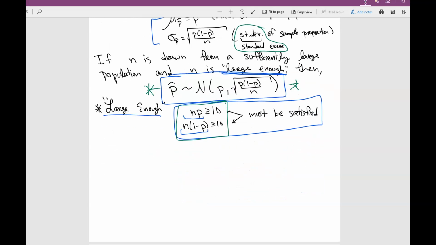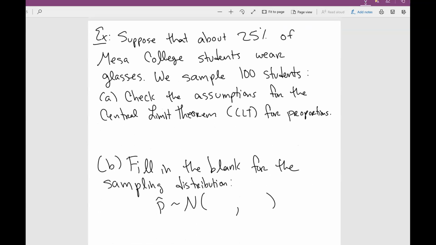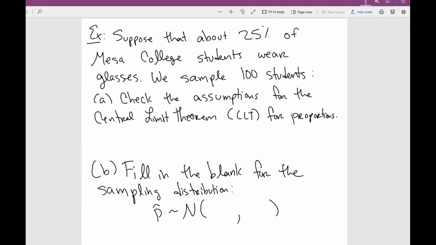So let's do an example of what a central limit theorem problem would look like. Here, suppose that about 25% of Mesa College students wear glasses. So we sample 100 students. Part A says, check the assumptions for the central limit theorem for proportions. I wrote CLT as a shorthand notation for central limit theorem because I don't want to write it over and over again. So the first thing that we want to do is check the assumptions.